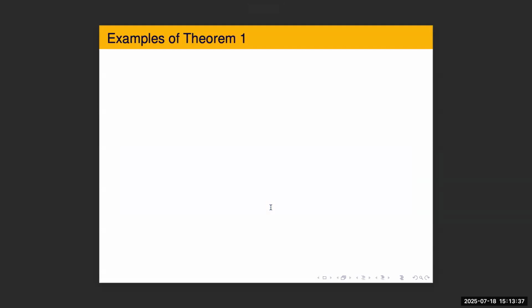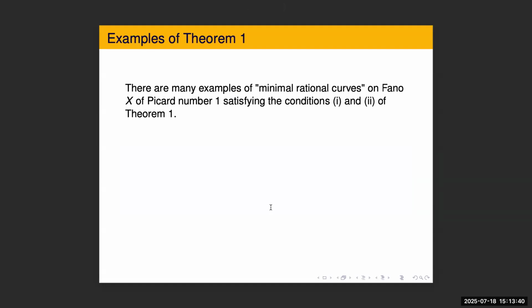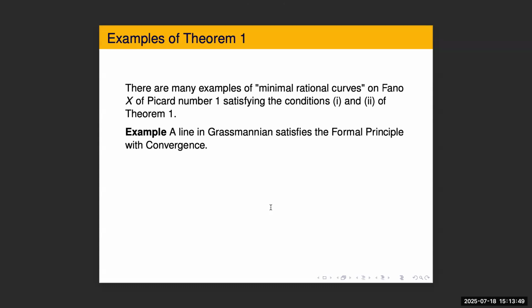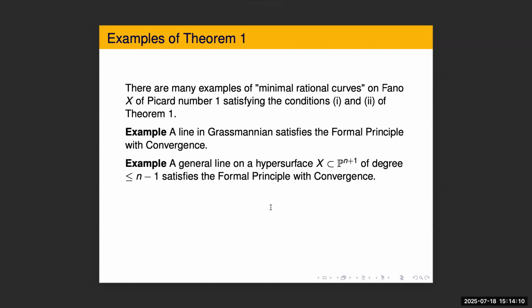And there are many examples where you can apply this, especially minimal rational curves on Fano manifolds of Picard number 1. For example, a line in the Grassmannian satisfies this condition. My previous result says that a line in the Grassmannian satisfies the formal principle. Now you can say that a line in the Grassmannian satisfies the formal principle with convergence. This is stronger. And also a general line on a hypersurface of degree less than or equal to n minus 1 satisfies the formal principle with convergence.